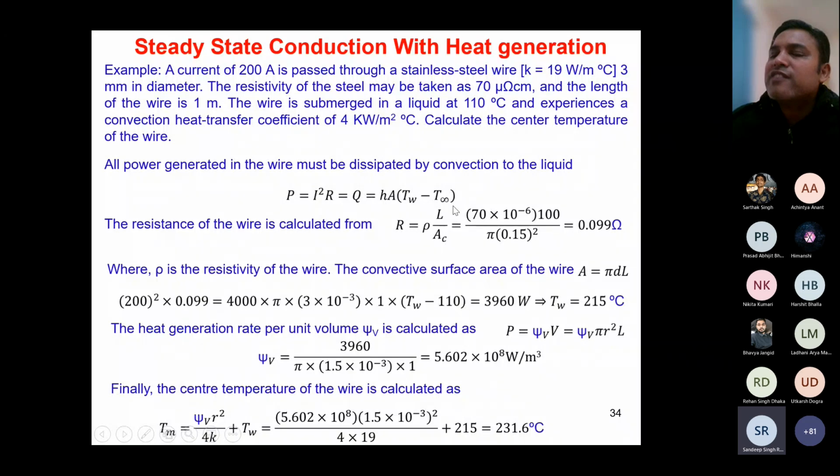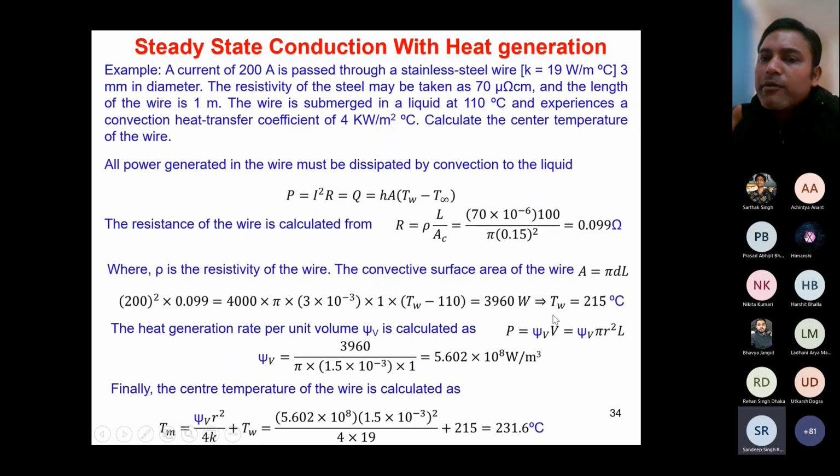So hA delta T is nothing but the amount of heat taken out by convection, where delta T is calculated as wall temperature of the wire minus the ambient temperature T infinity. So wall temperature is unknown here, and the ambient temperature T infinity is given as 110. h we already know, 4 kilowatt, so that is 4 into 10 raised to power 3 watt per meter square per degree Celsius. And area we can calculate. Heat transfer area in this case will be the circumferential area of the wire, so that is nothing but pi dL. So pi dL is this diameter into L. So we can back calculate the wall temperature. So wall temperature comes out to be 250 degrees Celsius.